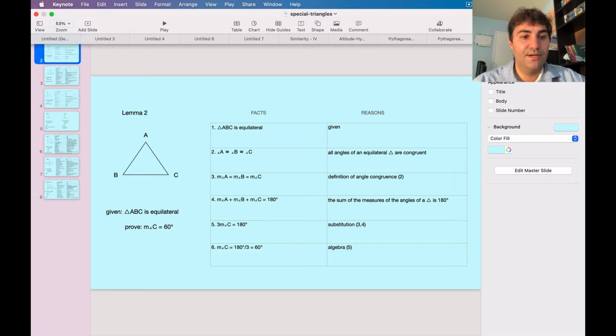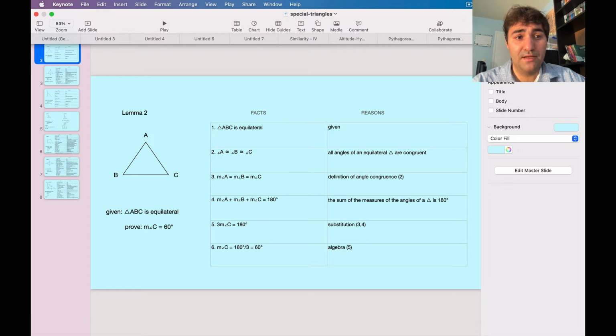We're given triangle ABC is equilateral. Let's prove that the measure of angle C equals 60 degrees. So I write down what I know. I know ABC triangle is equilateral, and all angles of an equilateral triangle are congruent. So angle A is congruent to angle B and congruent to angle C. By the definition of angle congruence, measure of angle A equals measure of angle B equals measure of angle C.